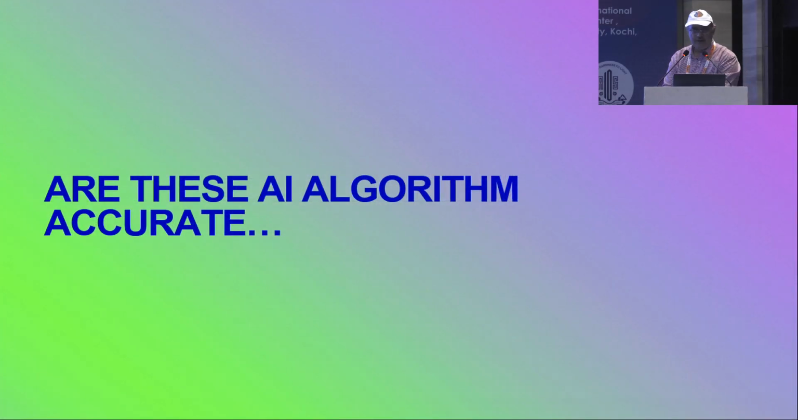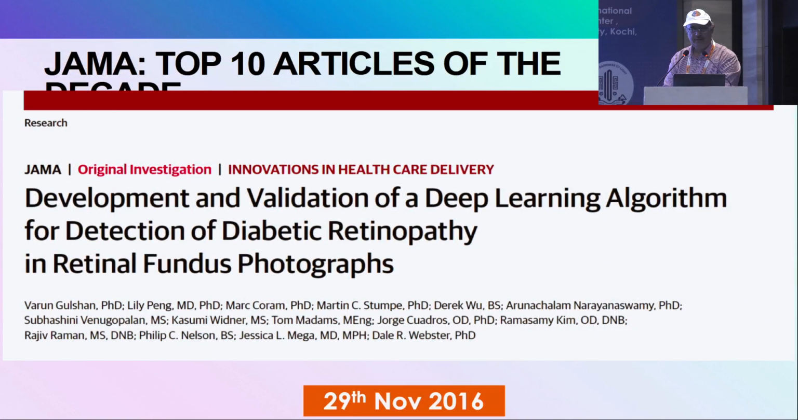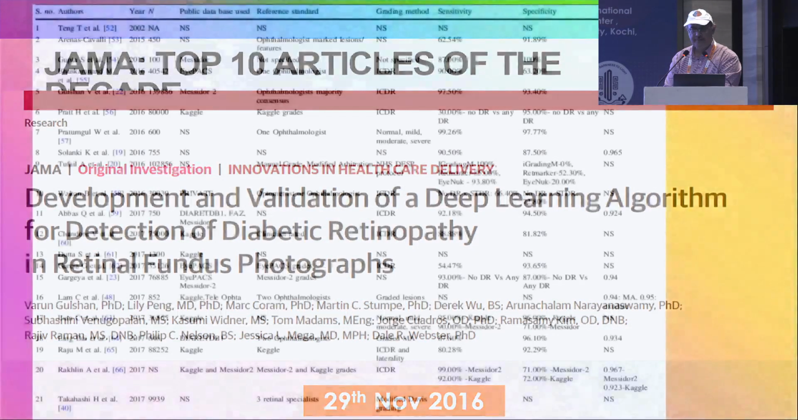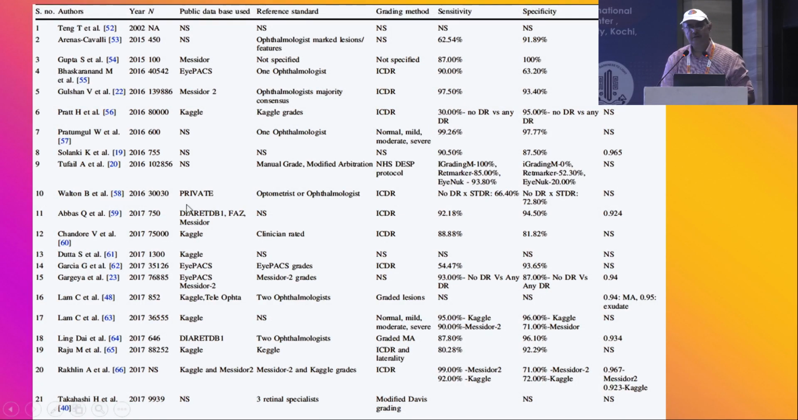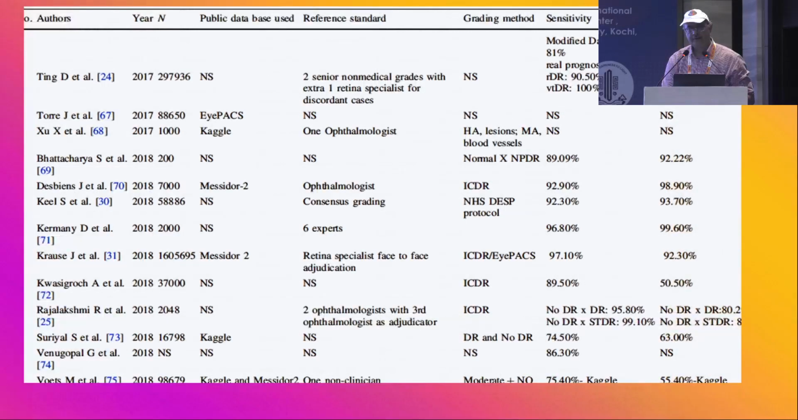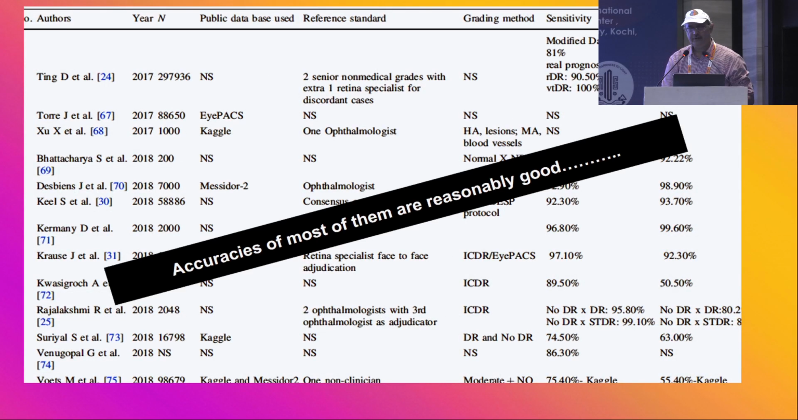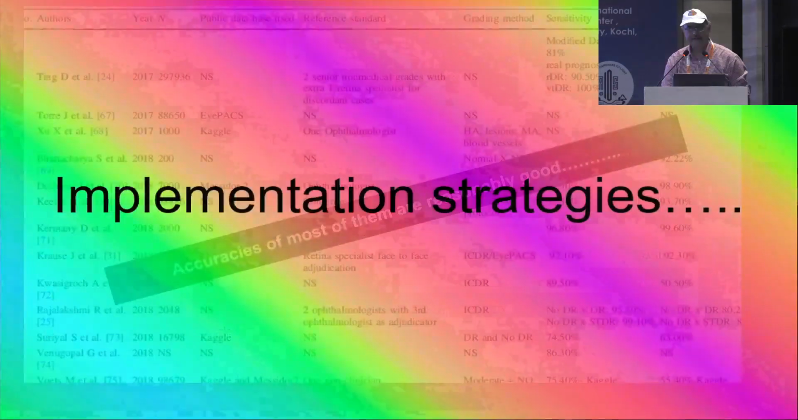What is the accuracy of algorithms? He compiled 10 articles which have used various grading criteria, and they have come out with various sensitivities and specificities, which range from, say, 50% to nearly 92%. And what he says is that they are reasonably good. So this is the current status of various algorithms.